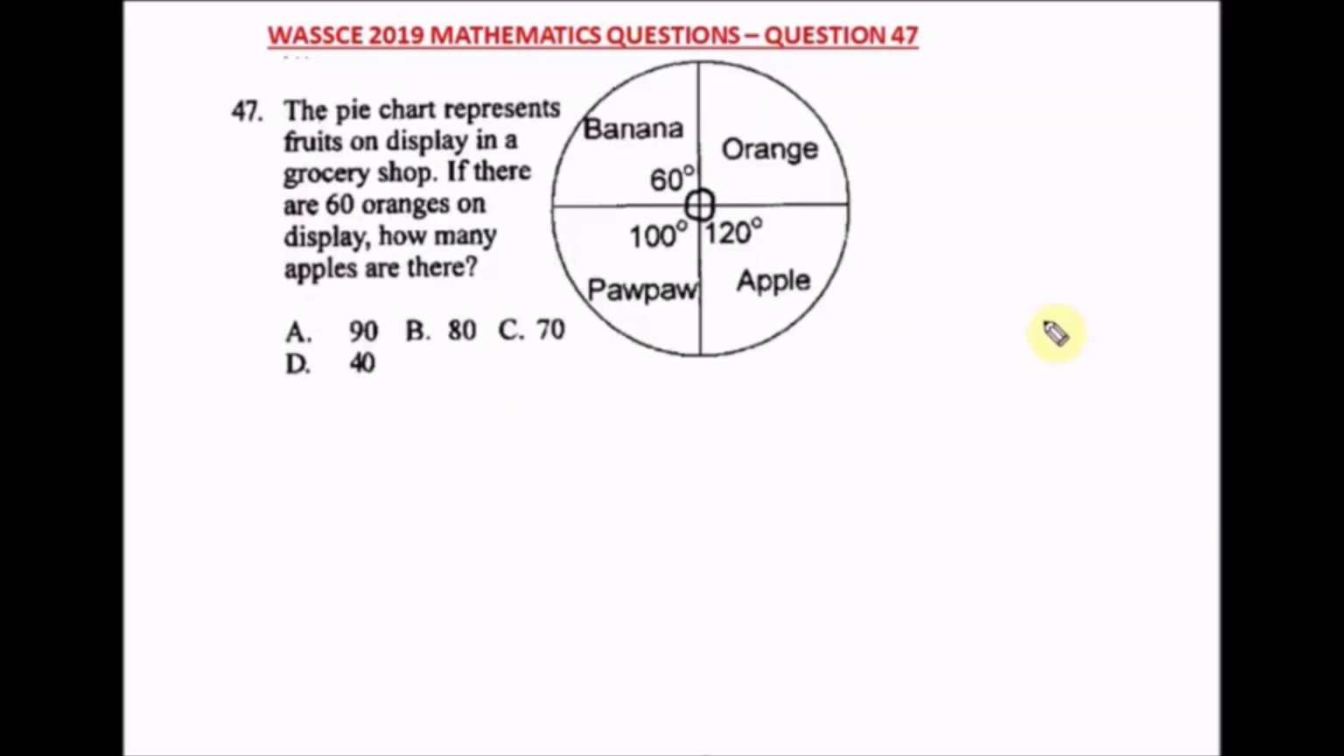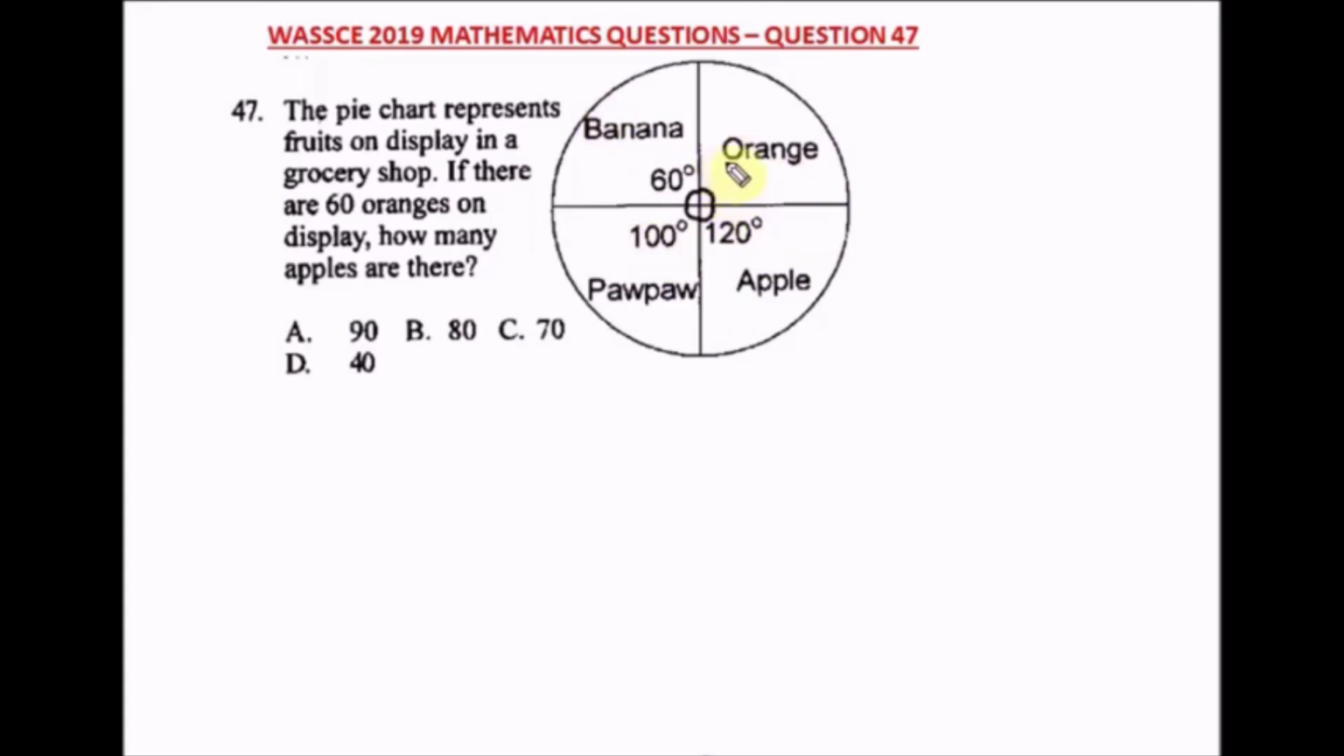Question 47 of the WAEC 2019 Mathematics Past Question. That's your WAEC Past Questions. It says a pie chart represents fruits on display in a grocery shop. If there are 6 oranges on display, how many apples are there? Okay, so this is the pie chart. Now in WAEC, always expect data, statistics.